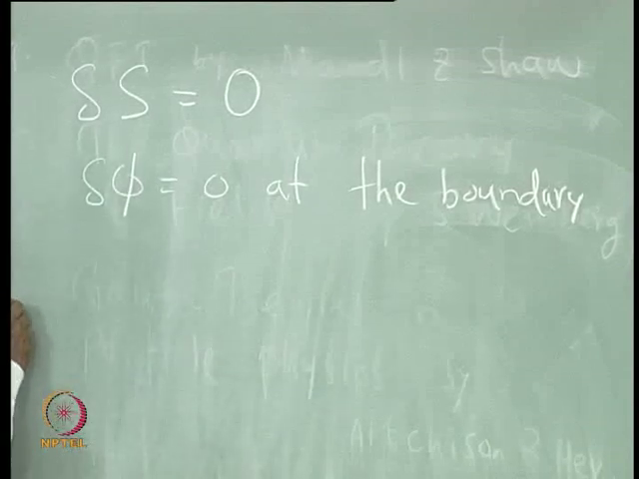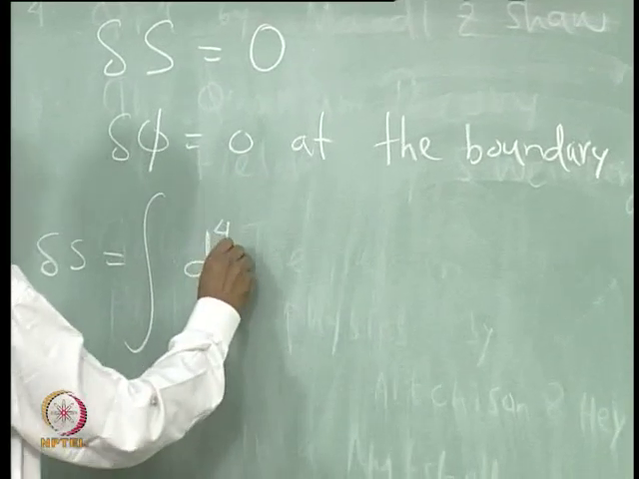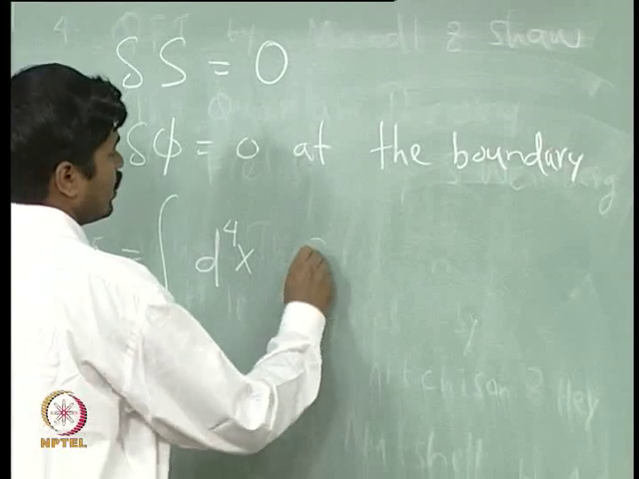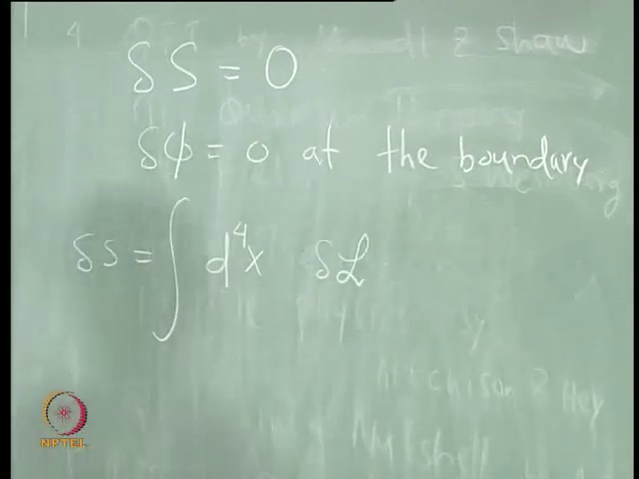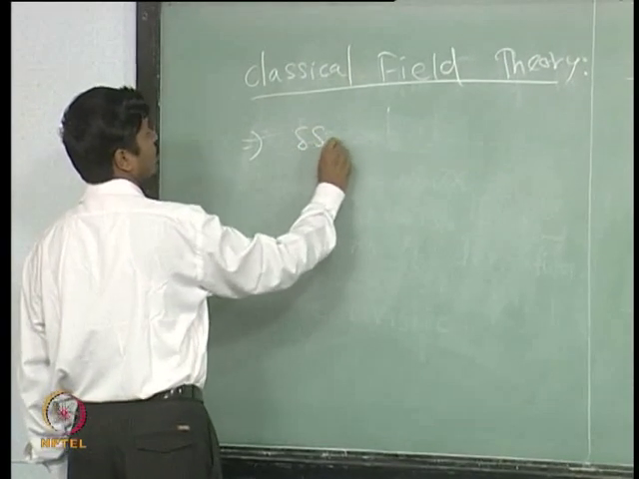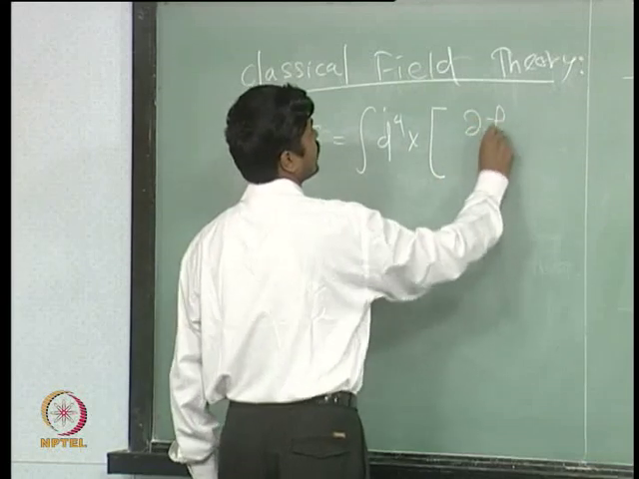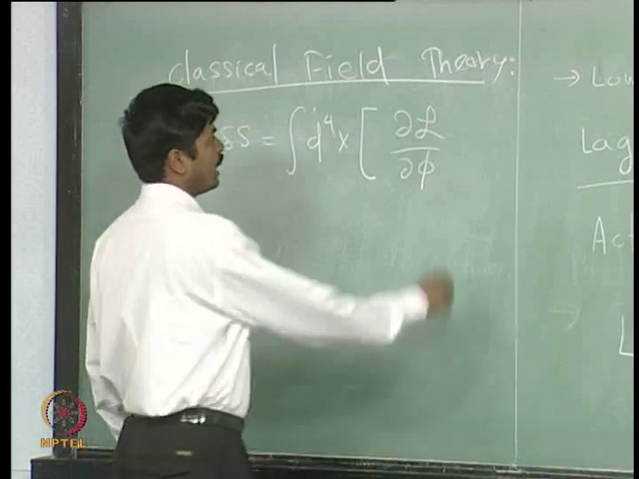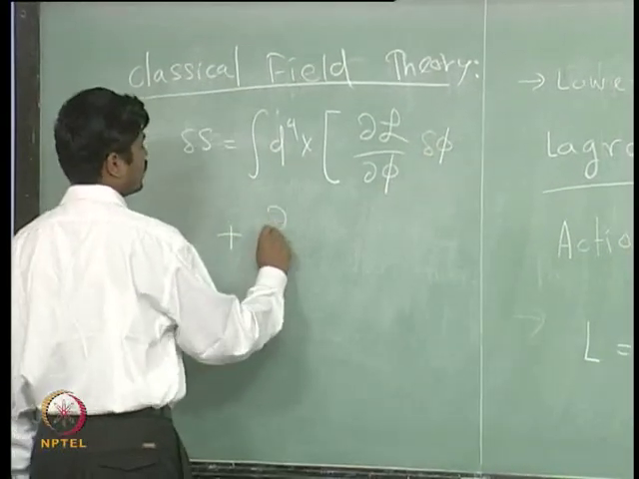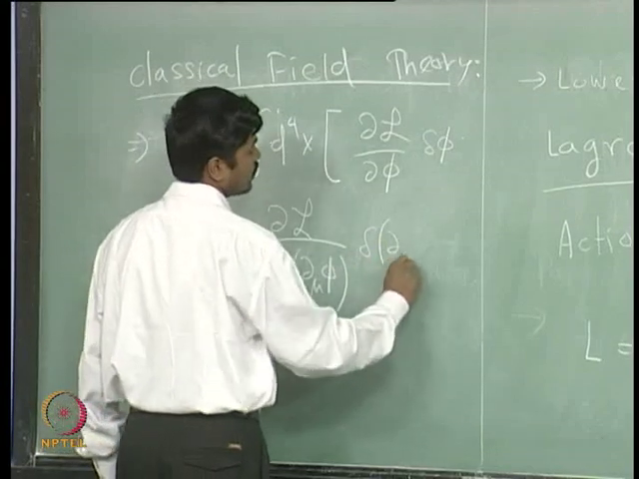So what is delta S? Delta S is the integration d^4x delta L, and this is equal to del L over del phi times delta phi plus del L over del (del mu phi) times delta of (del mu phi).